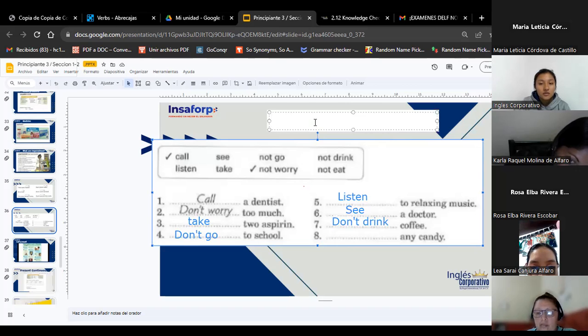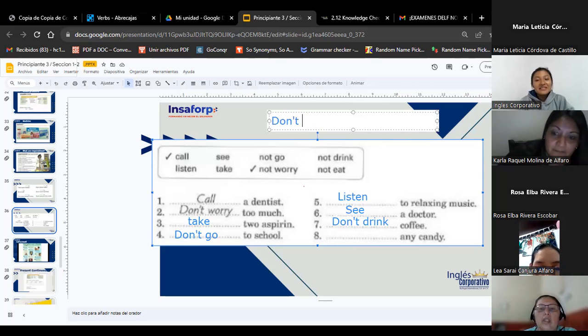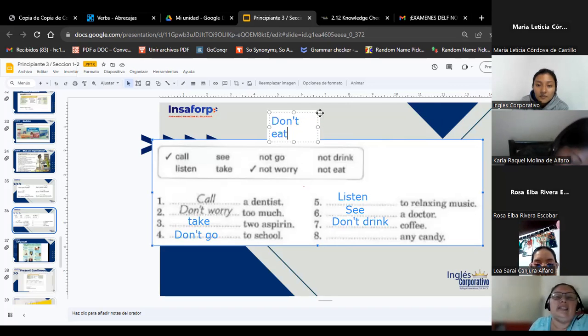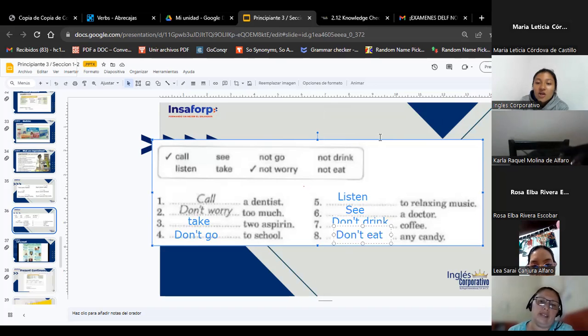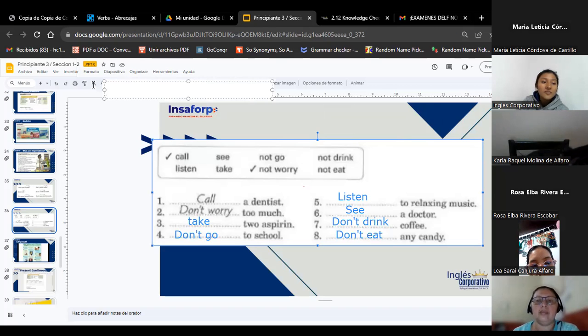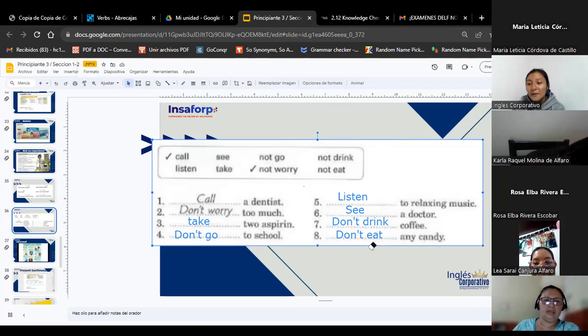Okay, what about the other one? Any candy? Don't eat. Excellent. Don't eat any candy. It will be in that way. Okay, there you go with this. This is part of the homework assignments that you have. Es parte de las tareas que ustedes tienen, okay? Entonces, si entraron a la clase, ya tienen las respuestas, okay?